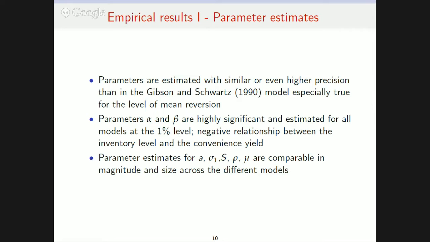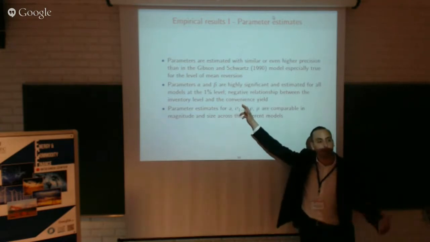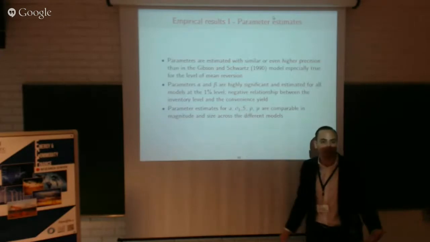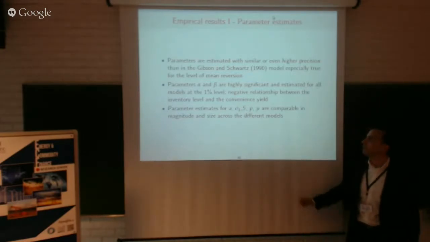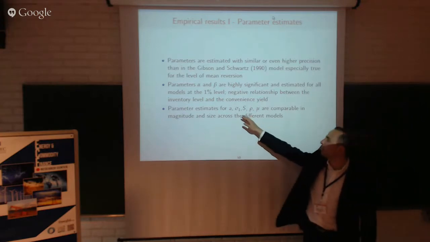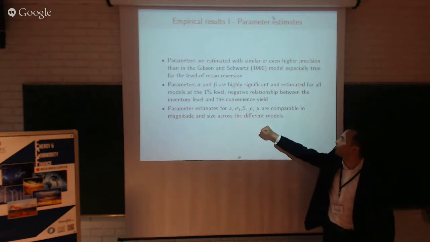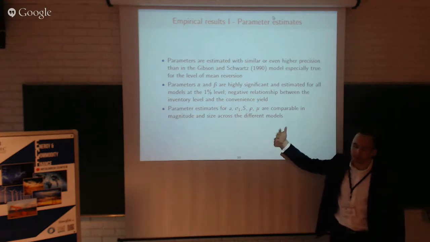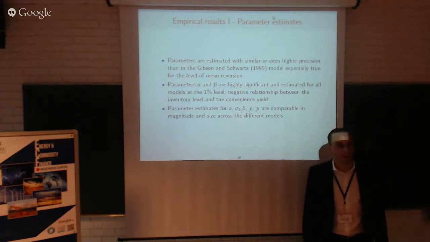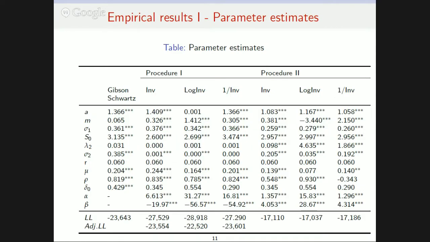These parameters alpha and beta, which are very relevant for our structural relationship between the convenience yield and the inventory levels, are highly significant at the 1% level, which is very good. And we also see that the core parameters of the volatility of the spot price process, for example, are quite comparable in size to the figures in Gibson-Schwartz. So here we see it.